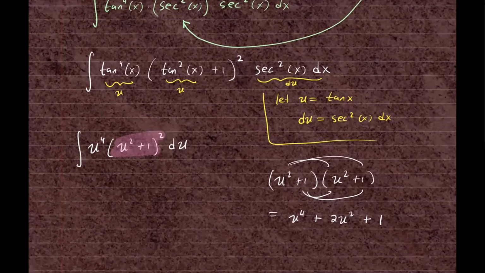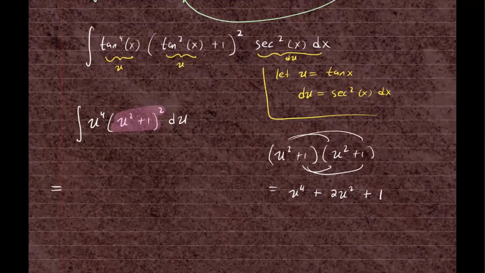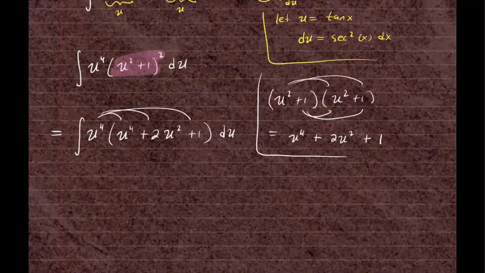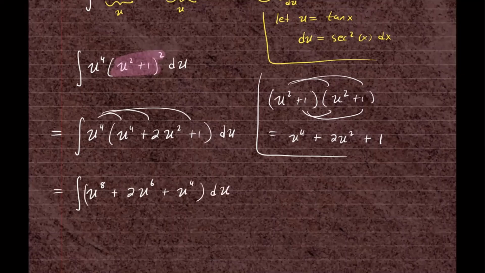So that's what we're going to replace right in here. We're still simplifying before we proceed to integration. So we have u to the fourth, and the parentheses term I'm replacing with u to the fourth plus 2u squared plus 1 du. All right, so all of that was on the side. Now we distribute this, and then we're ready to do the fun stuff, integration. So this is the integral of u to the 8th power, you add the exponents since you're distributing, plus 2u to the 6th power plus u to the 4th power. And now we're ready to integrate with respect to u.